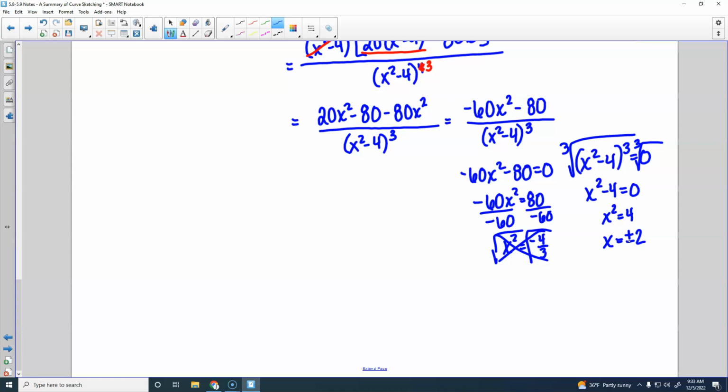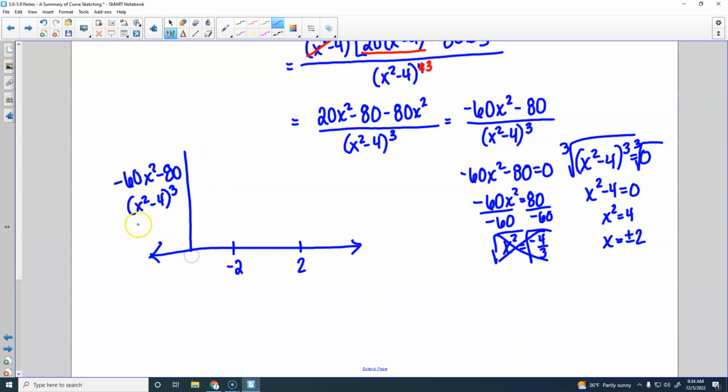And so for our sign line, we would just have negative 2 and positive 2 here. We've got negative 60x squared minus 80 in our numerator. We've got x squared minus 4 to the third power in our denominator, and then we're looking at the second derivative.